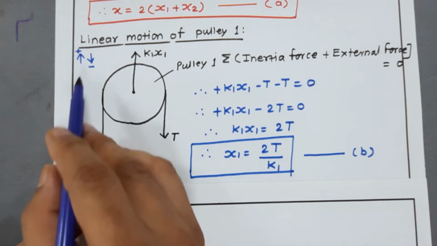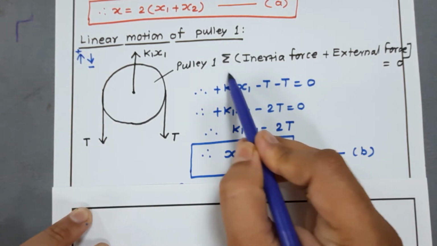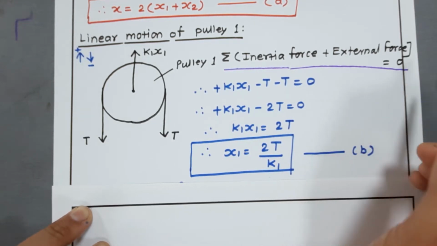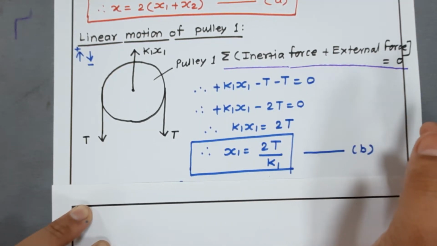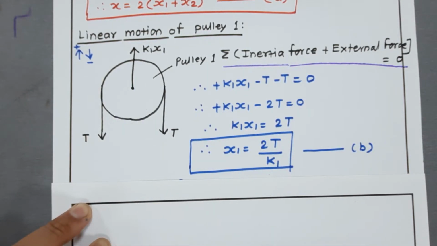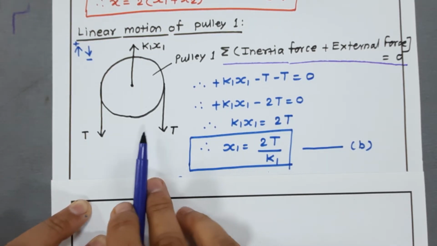Now here I will take upward forces positive, downward forces negative. So now we have to take summation of inertia force plus external force equal to 0. Inertia force is not shown in this figure because we assume pulley 1 is fixed. So here only external forces we have to consider.